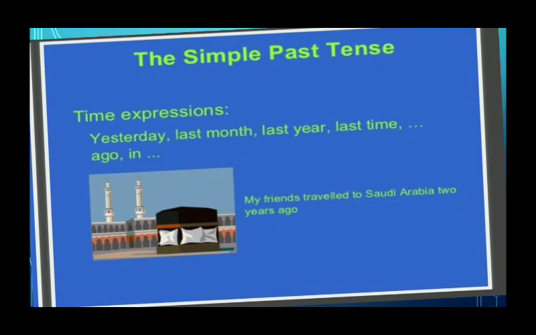The simple past tense. Time expressions: why do we use simple past tense? Just to show the time expressions. For example, yesterday, जैसे मैं कल खेला था, I played yesterday. या फिर मैं कल फुटबॉल खेला था, I played football yesterday. या फिर अंतिम महीने में मुंबई गया था, I went. Went is the irregular form of the verb. I went to Mumbai last month.